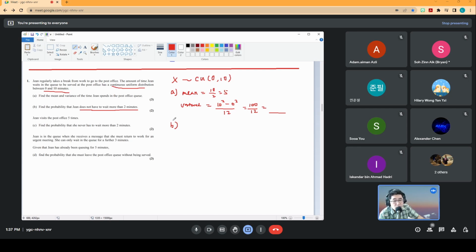This is the part that students always have problems with. They have no idea whether to write more than or less than. What do you think? Less than 2. Does it have an equal sign or not? No, more than 2 minutes. This is when a lot of students have problems translating the sentence into mathematics, especially students who are not so strong with English. That's a common problem, but it can be solved. So over here, I will have 10 minus 2. Oh, sorry, not 10 minus 2. 2 minus 0, over 10 minus 0.